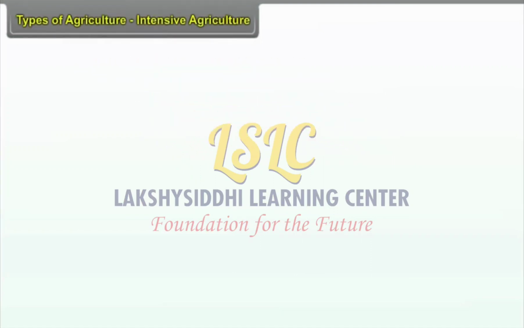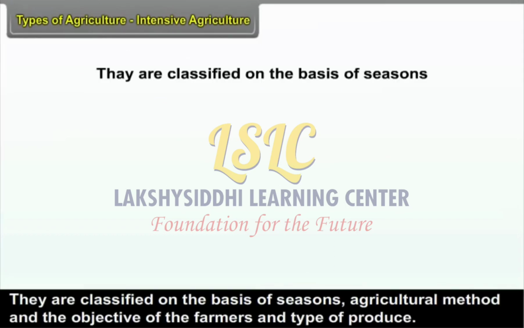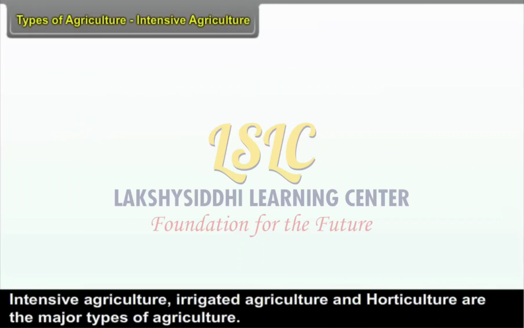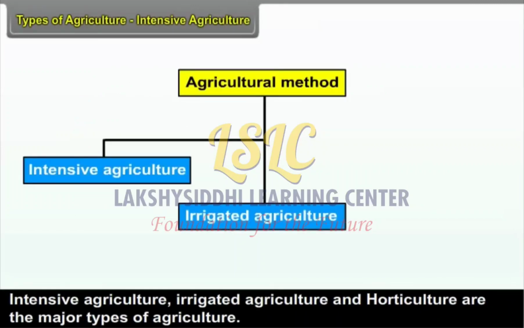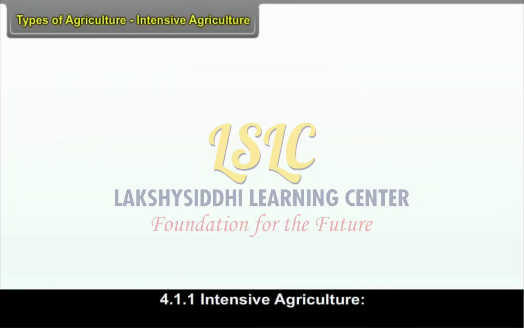Types of agriculture. There are different types of agriculture. They are classified on the basis of seasons, agricultural method, the objective of the farmers, and type of produce. Intensive agriculture, irrigated agriculture, and horticulture are the major types of agriculture.